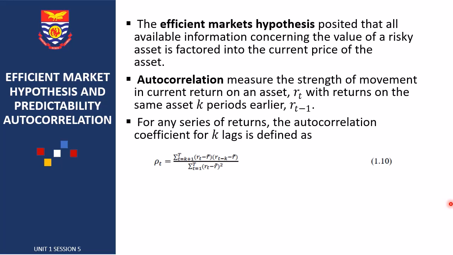What is the meaning of autocorrelation? For any series of returns, the autocorrelation coefficient for K lags is defined as we see in equation 1.10, where Pt has to do with the price series, or it could even be the return series, and Rt has to do with the returns. Here we are computing the autocorrelation using this sophisticated mathematical equation.